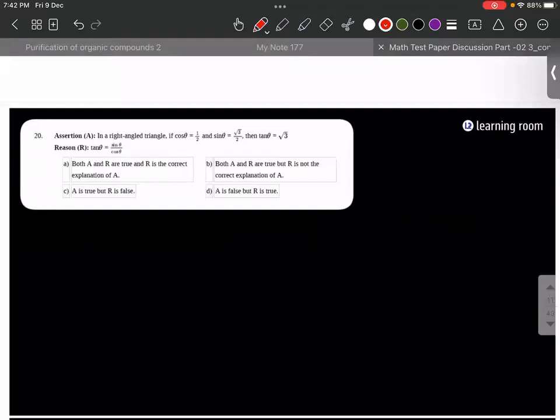In a right angle triangle, if cos theta is half, sin theta is root 3 by 2, tan theta is root 3, correct? Tan theta is sin theta by cos theta. Option A. Yes, sir, A.